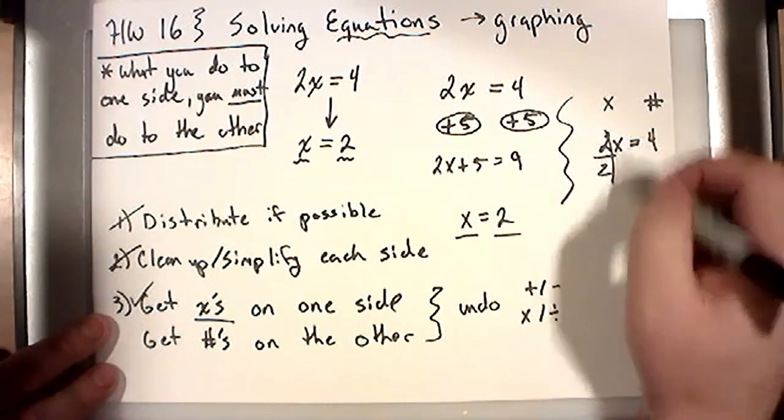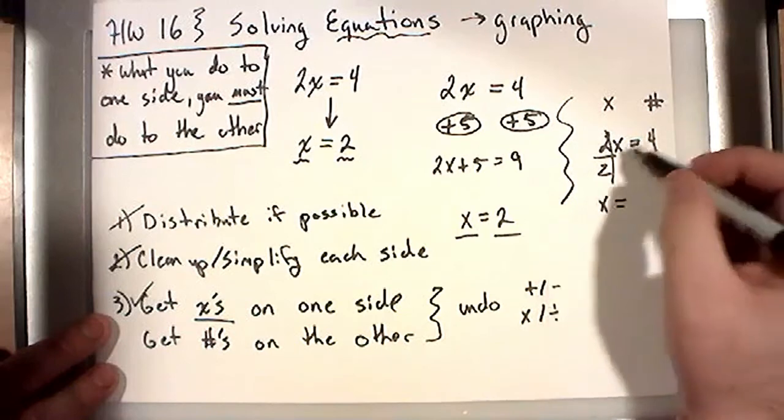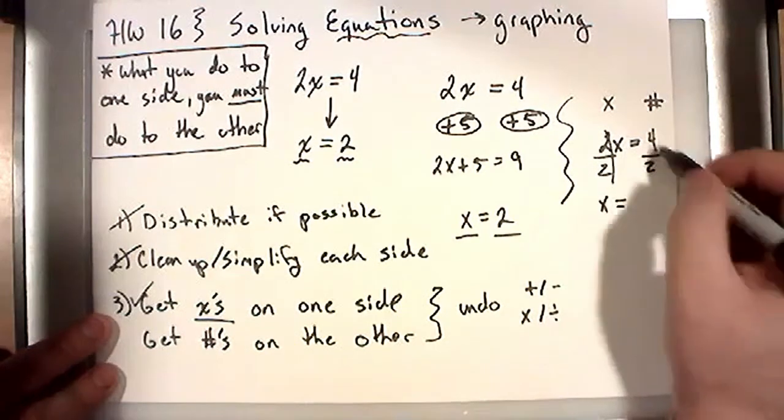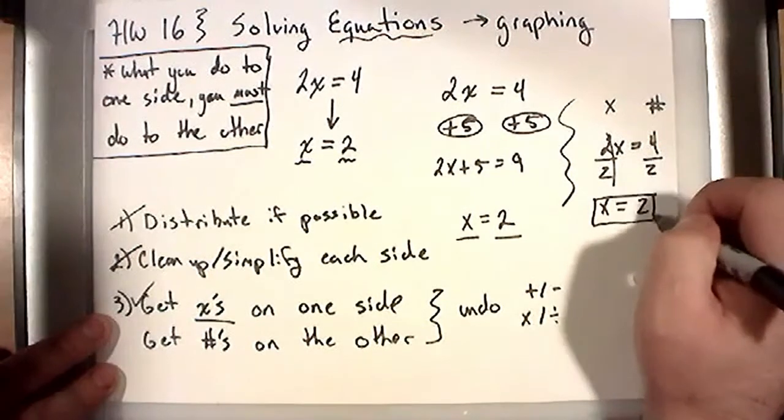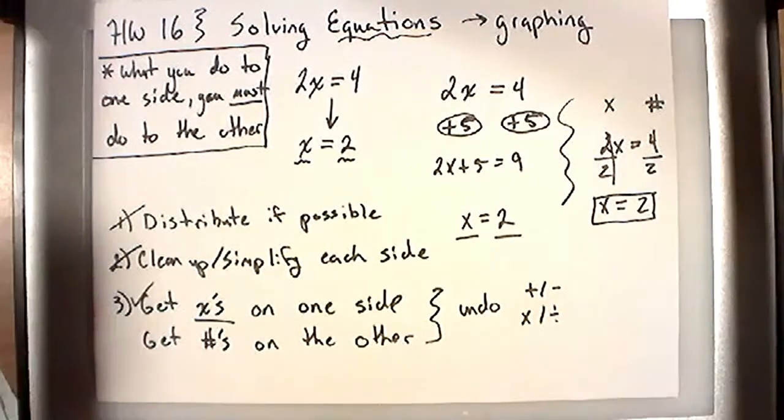2 divided by 2 is gone. I'm left with just x. But what you did to one side, you've got to do to the other. And 4 divided by 2 is 2. And there's our answer, which we knew it would be. But, you know, always better to start off with something familiar, right?